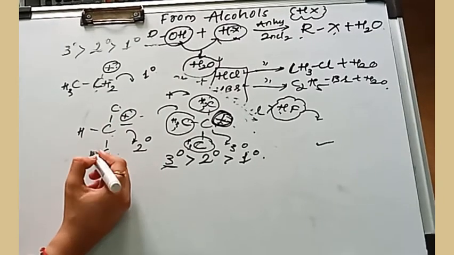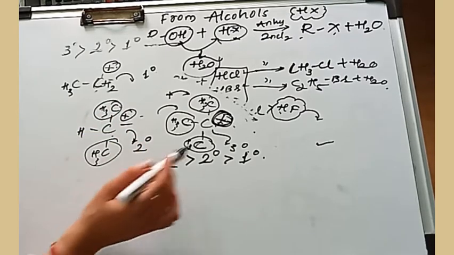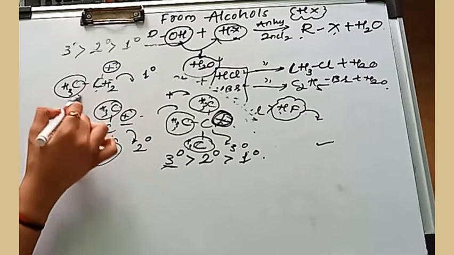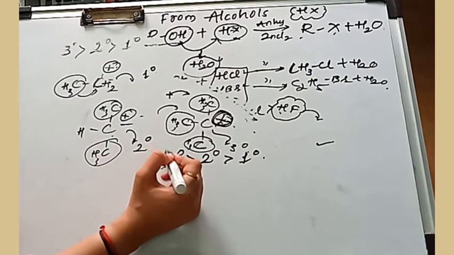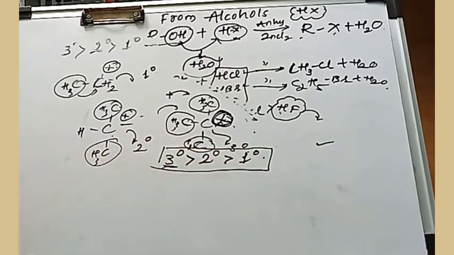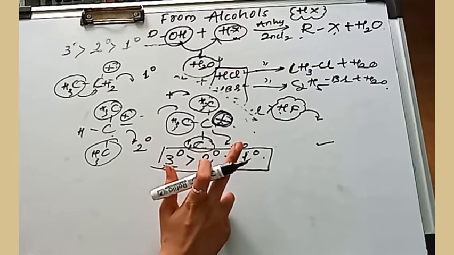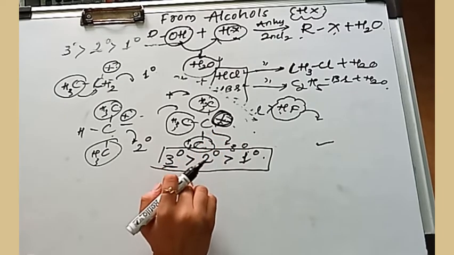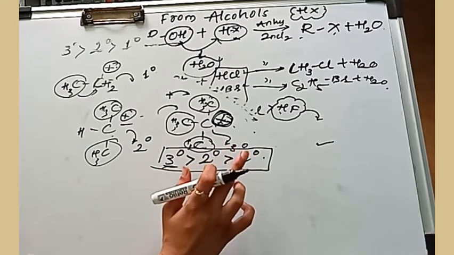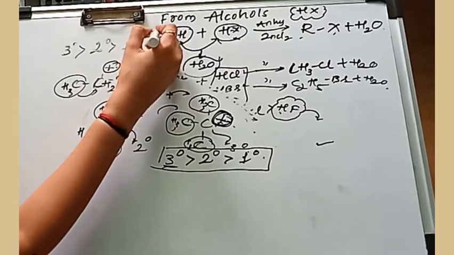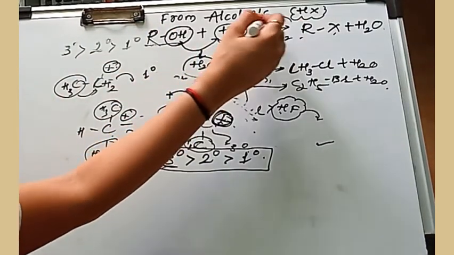In the secondary carbocation, no doubt it also has two CH3 groups that stabilize it, but less compared to tertiary. Here only one CH3 group is there, so the stabilization will be a little less. That is why you have to remember this order. So two important things are the reactivity order for the halogen acid and the reactivity order for the alcohol. These two things you have to remember. And then, I am using alcohol and I am using halogen acid. What is the role of this?